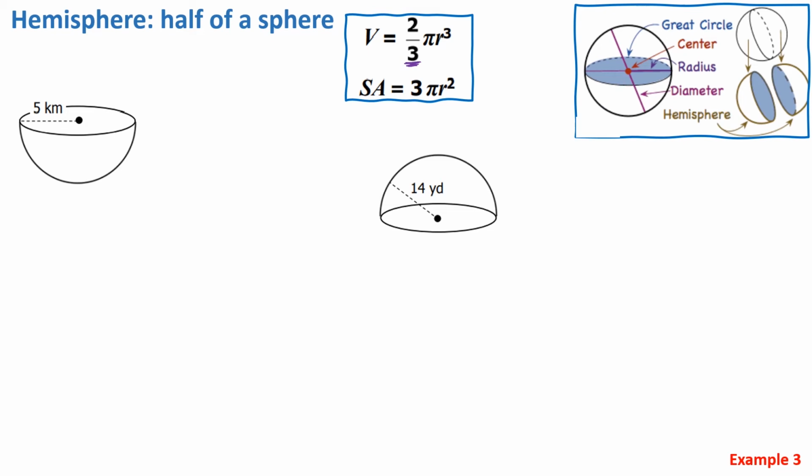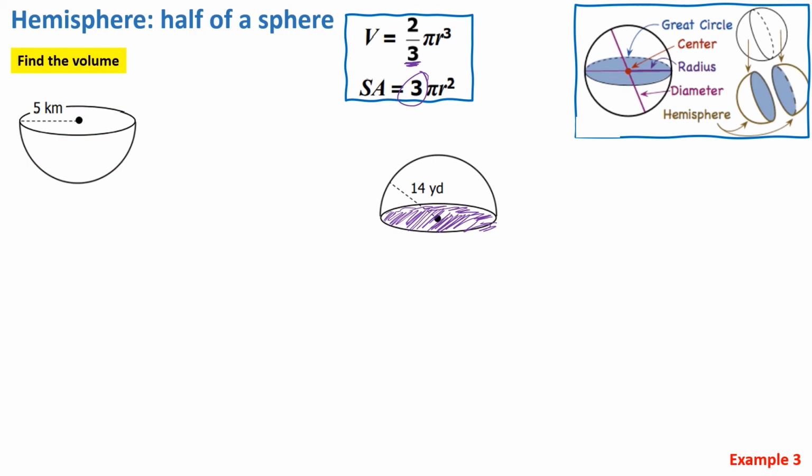But if you notice here, for the surface area of a sphere, it was 4 pi r squared. And we didn't just divide it by 2 to get 2. We have a 3 here. That 3 is there because we have to take into account the flat surface of the hemisphere. So this flat surface here, we have to also find the surface area of that as well. And so we're just going to use these formulas to find the volume and surface area.